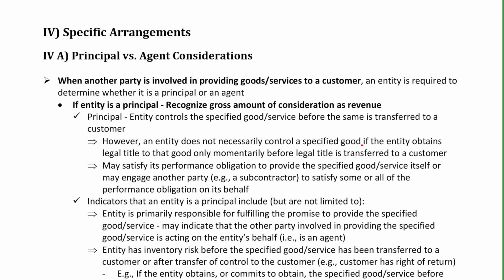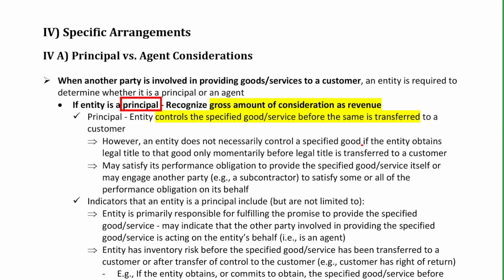So we have principal versus agent consideration on this page. Now, when another party is involved in providing goods or services to a customer, the entity is required to determine whether it's the principal or the agent. Now, if entity is principal, put a box around principal, recognize gross amount of consideration as revenue. Basically, principal is when the entity controls the specified good or service before the same is transferred to a customer.